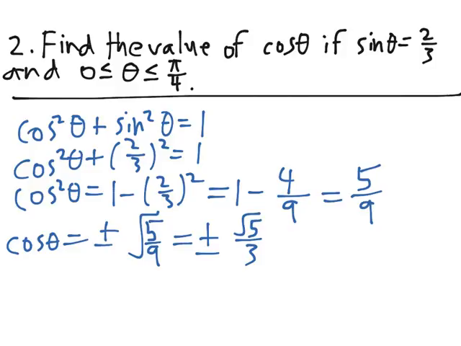But since we know that theta has to be between 0 and pi over 4, we also know that cosine of theta must be positive. This means that cosine of theta is equal to positive square root of 5 over 3.